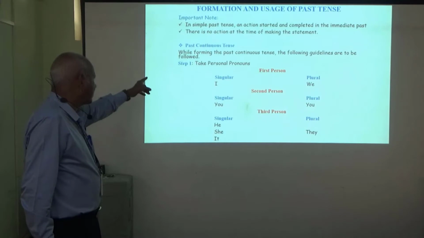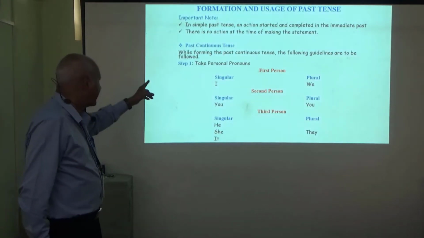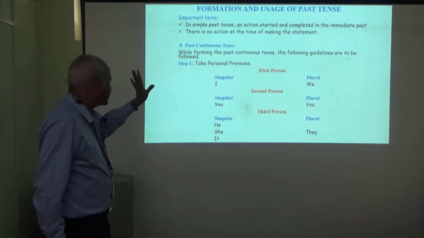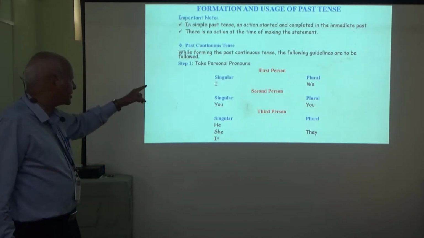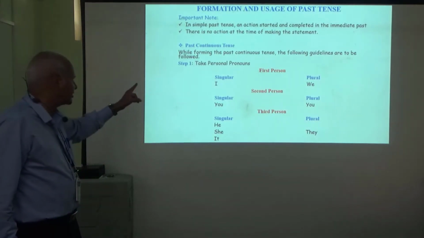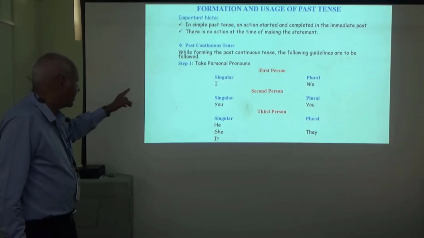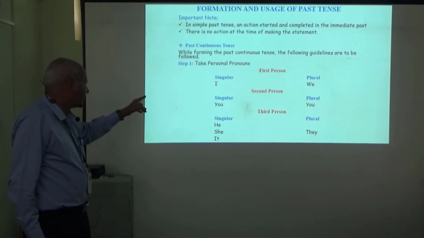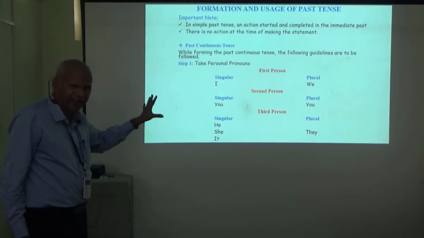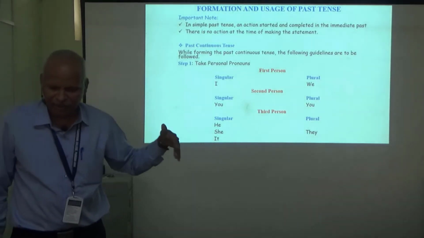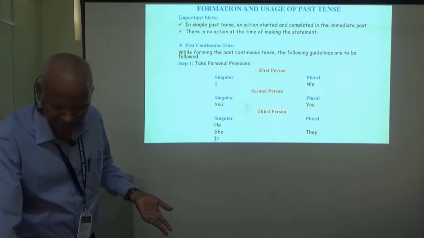Then we go to the next form, that is past continuous tense. While forming the past continuous tense, the following guidelines are to be followed. Step 1, take again personal pronouns: first person, second person, third person, as usual, as we took even in the previous formation of present tense.